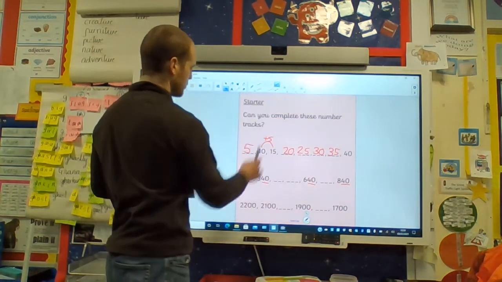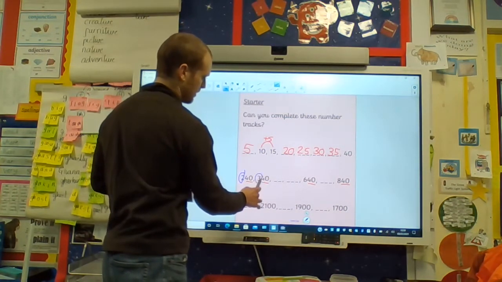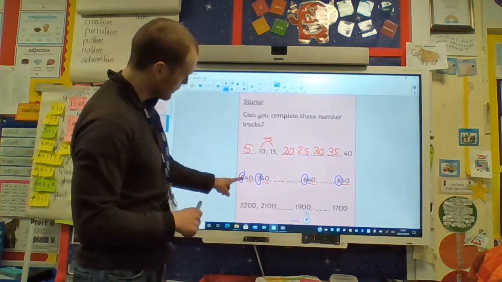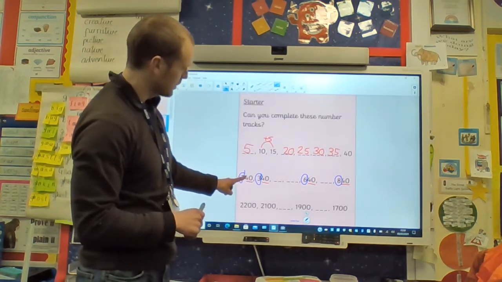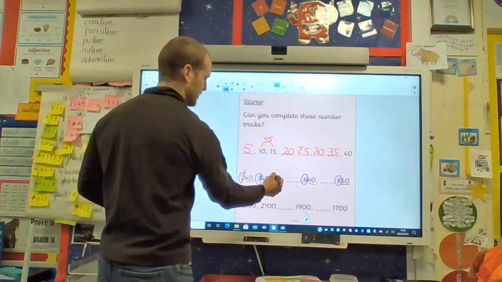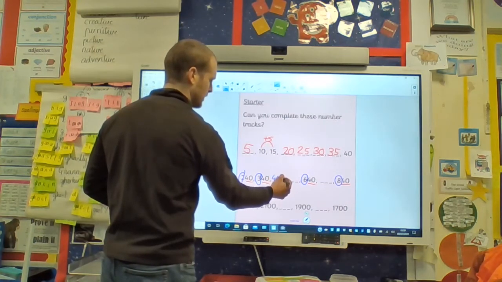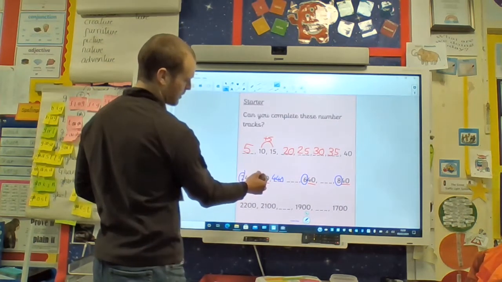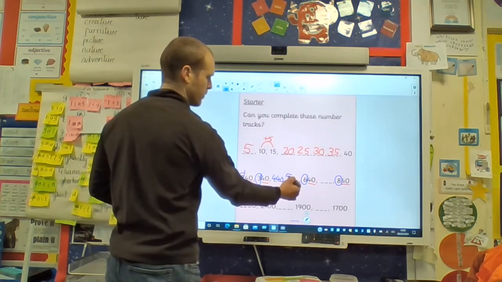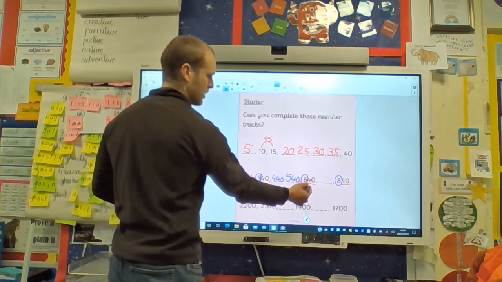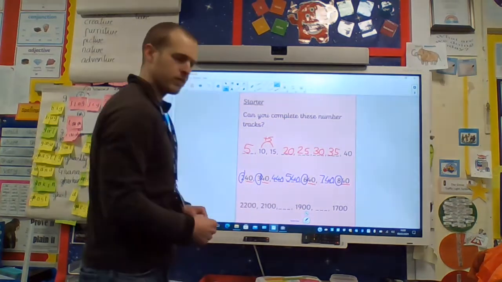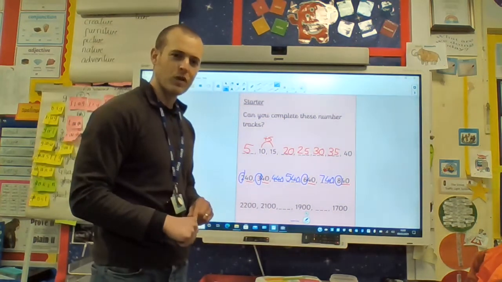But if I look at our hundreds, I can see that these grow as we move up. If I look at 200 and 300, I can see that this is 100 more. I think this is going to be 440 because that follows my pattern of adding on 100. So if I add on another 100, that would be 540, 640, 740, and 840. Well done guys, I'm sure you're doing a great job.